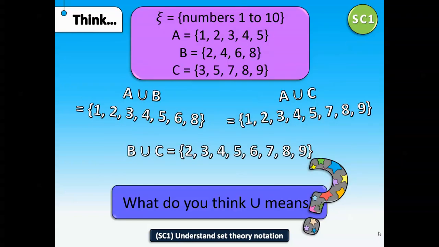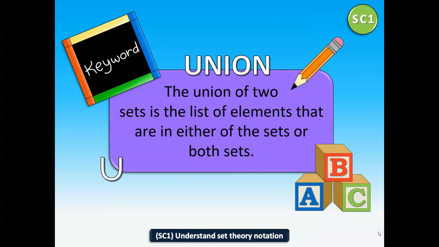What do you think the ∪ symbol means? So the ∪ symbol is called the union. The union of two sets is the list of elements that are in either of the sets or both sets.